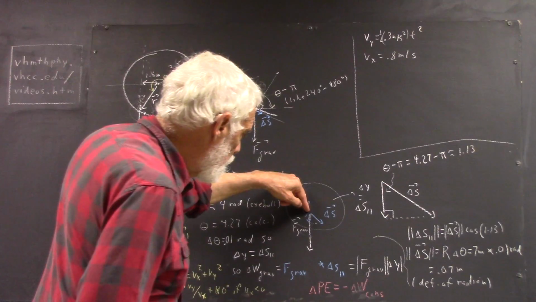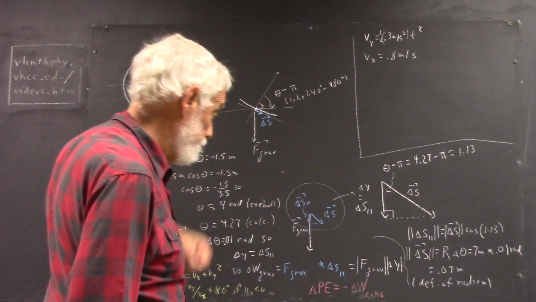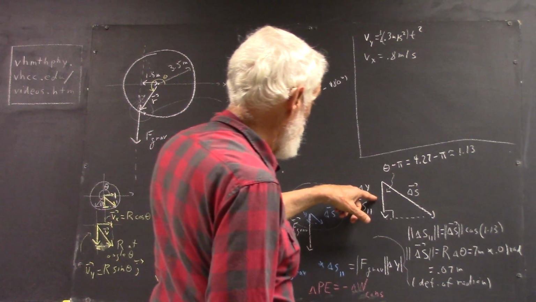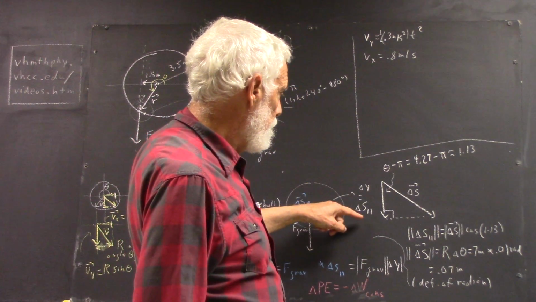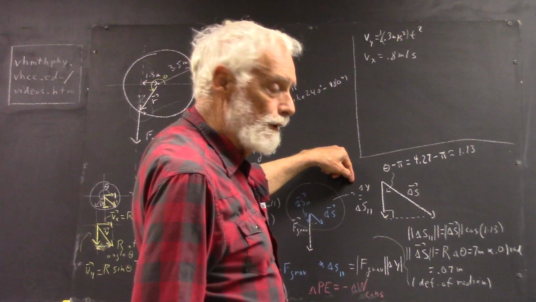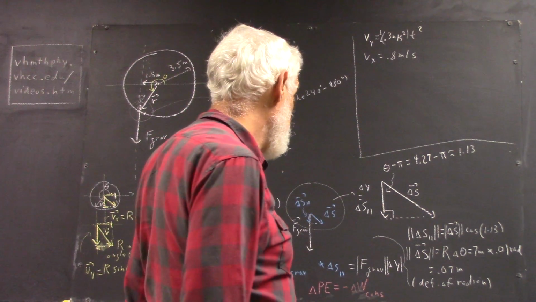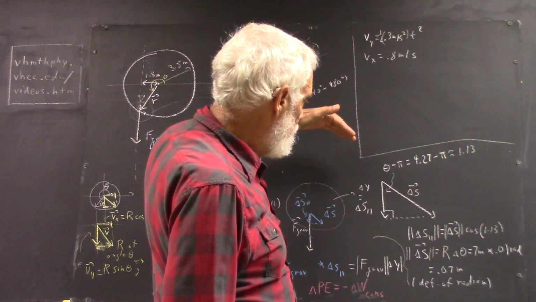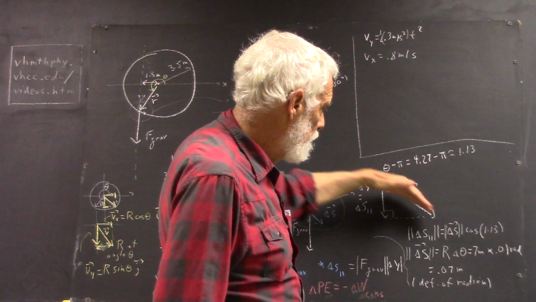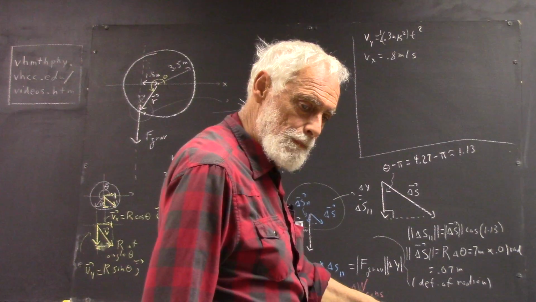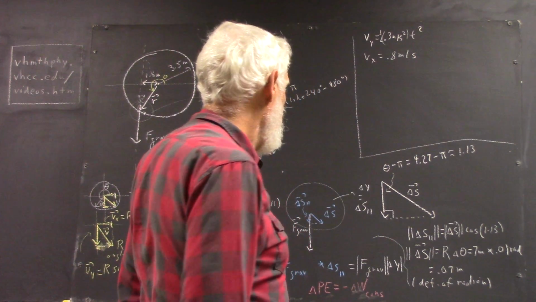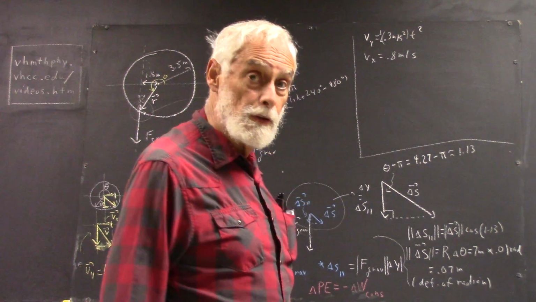If I enlarge this triangle, I get something that looks like this. We've established that our delta S parallel is our change in vertical position, our delta Y. And of course we have our delta S vector here, which has been projected onto the gravitational force vector. What do we know about this triangle?